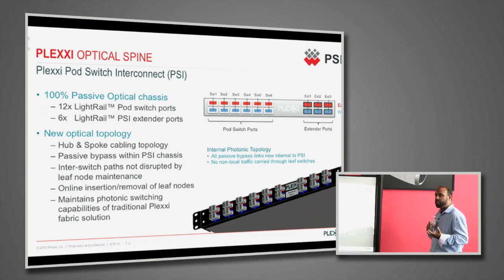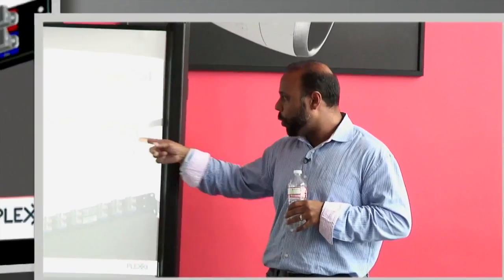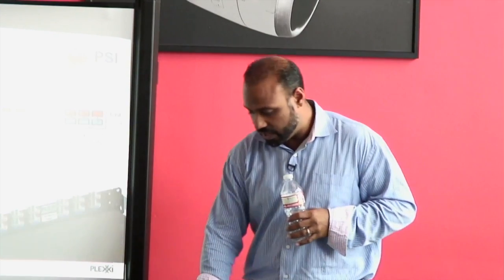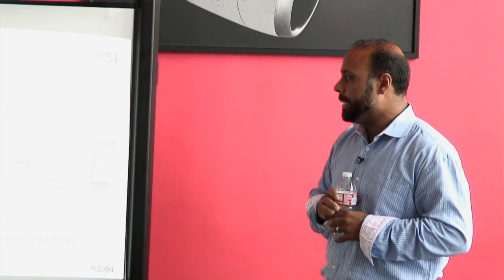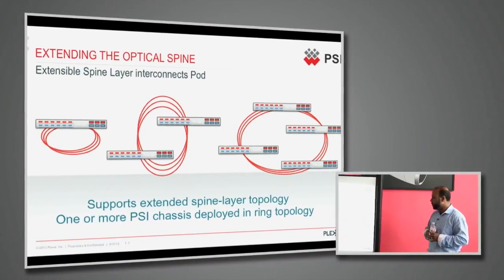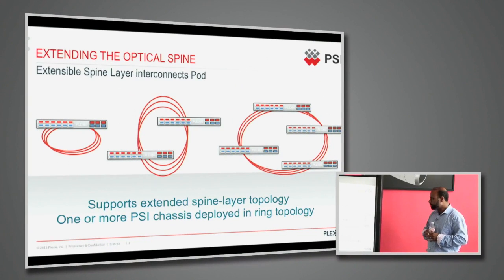It maintains all the photonic switching of the Plexi solution. These 3 ports here are extender ports. Those allow us to continue to chain these things together. So if you need more than 6 switches, you chain these together and you get another 6. So this is what this looks like. If you want to extend them, you can chain these together over the extender ports. Any number of these can be chained together.